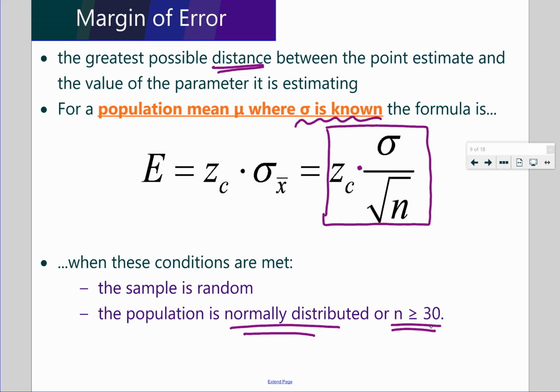Make sure you have that formula written down. Then we're going to practice calculating that margin of error. How far off can we be? The bigger n gets, the smaller the margin of error, which means the bigger your sample size, the closer your estimate is going to be.